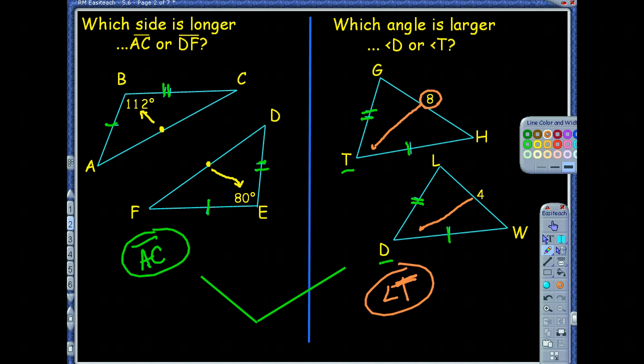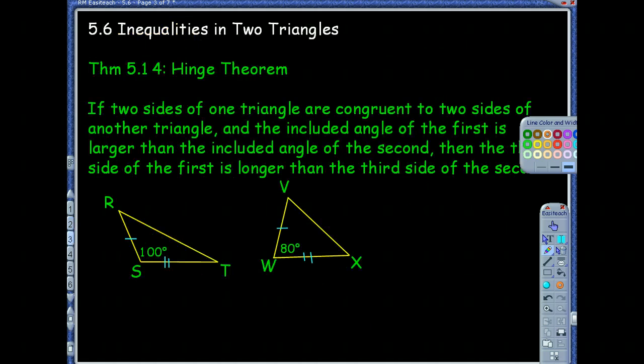Right. And that's absolutely right. And that's getting ready to lead into this new theorem, and it actually has a name. It's called the Hinge theorem. All right. So one thing to notice is that we're dealing with inequalities still, but we're having to deal with 2 triangles. So because there are 2 triangles, there's a little bit more information you have to have.